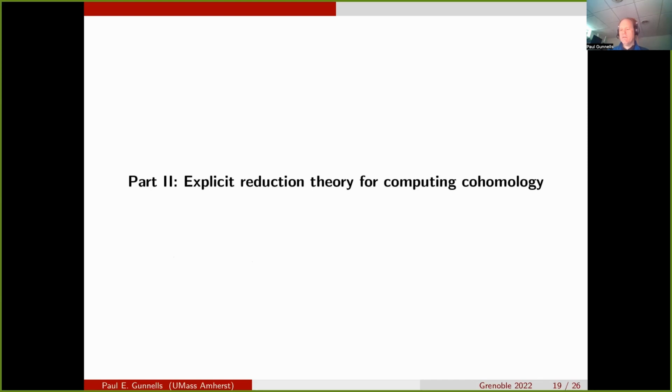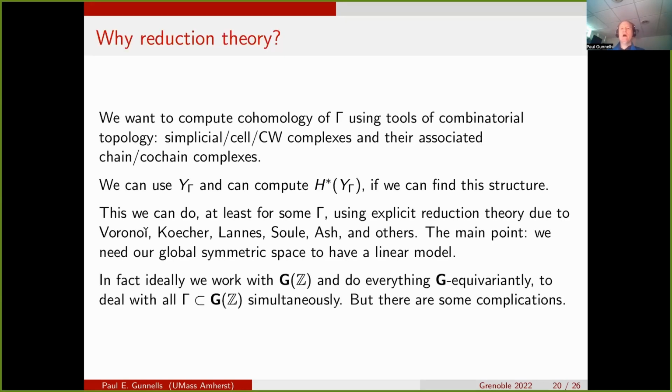Okay. Now, finally, I don't have much time, but I'll try to get through the slides that I have today on explicit reduction theory. So why do we want this? Well, we want to actually compute cohomology by doing some combinatorial topology, like simplicial complexes, CW complexes, and the associated chain complexes. We have spaces Y gamma, and if we have some way of producing this structure on Y gamma, then we can use it to compute cohomology.